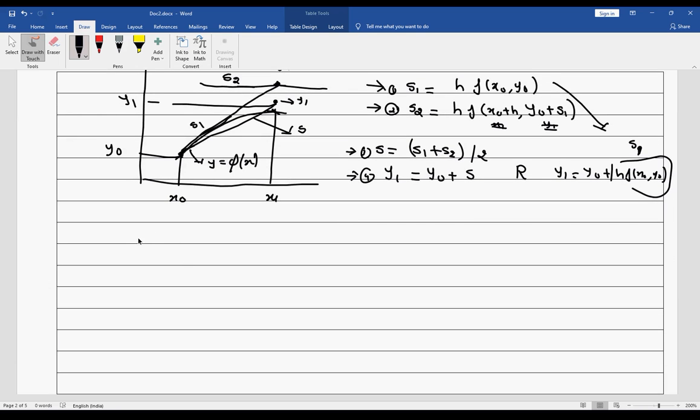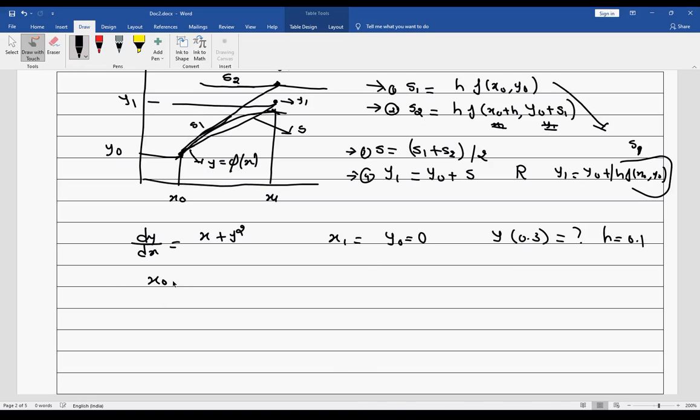So let's solve some problem with the help of this. dy by dx is equal to, let us say, x plus y square, with initial condition x equal to 1, y equal to 0, and I would like to find y at x equal to 0.3. So this is what I have to find out. Let's assume h is equal to 0.1. So this is what we are trying to do.